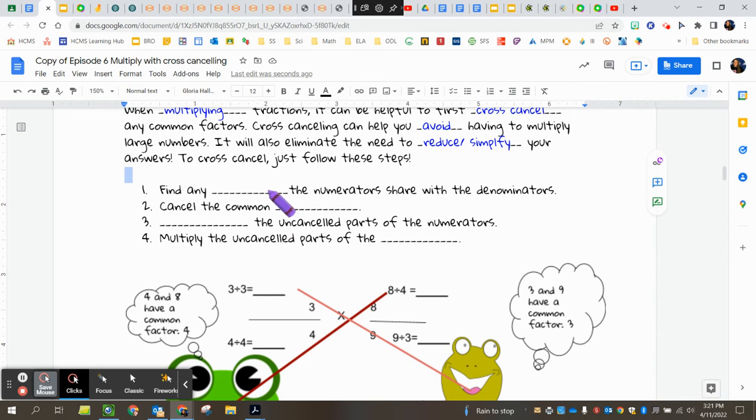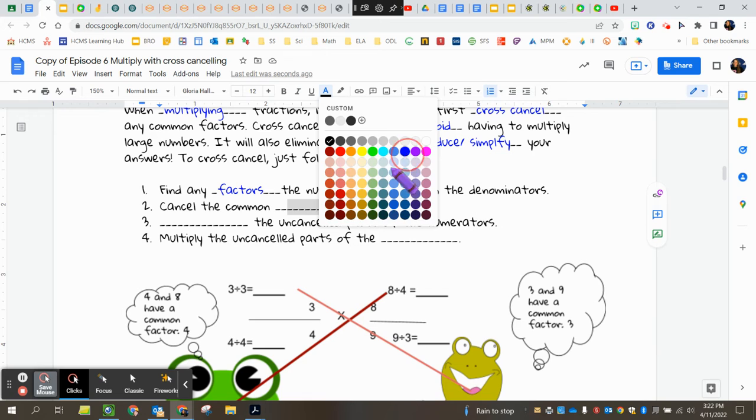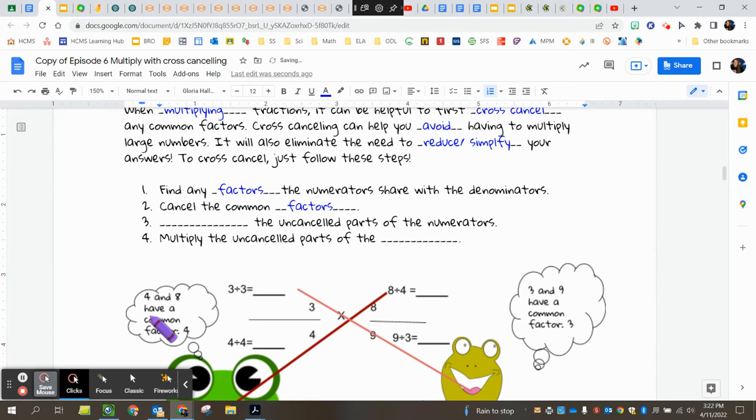Find any factors the numerators share with the denominators. So here we're looking for factors. Remember, a factor helps to make that number using multiplication. Cancel the common factors. So we cancel the common factors, and I'm going to show you in this example down here too, okay? We're just walking through the steps first. So we have a list of steps.